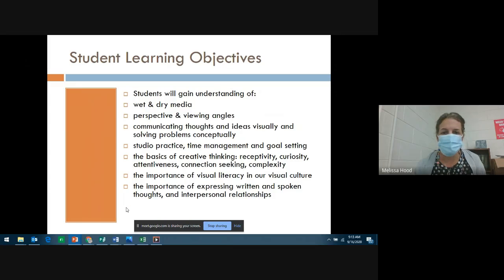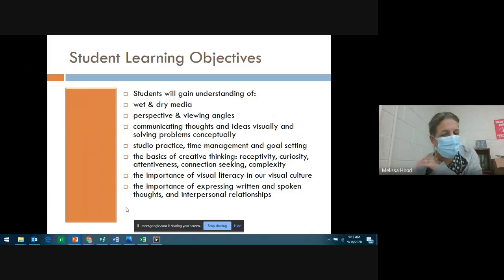The students will work on a lot of different types of projects. They'll do wet and dry media, wet media being different painting, watercolor paint, acrylic paint. Once in a while, we do some tempera paint. Then they'll also do dry media, so that would be pencil, pastel, pen and ink, charcoal. And then with perspective and viewing angles, we get up to one point perspective in this course.